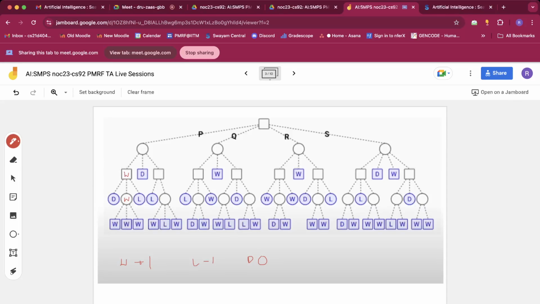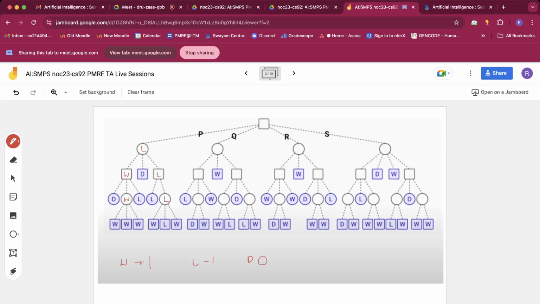Next, let's look at this particular node. So this has to choose the least among its children. It will choose a loss. And again, this max node has to choose between loss and a loss, so it will go for a loss, right? Because these are the only options available to it. Now this is a min node. It has options to choose between win, draw and loss. It will choose a loss.